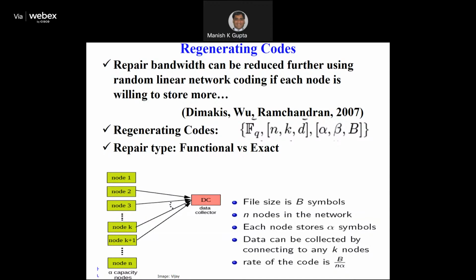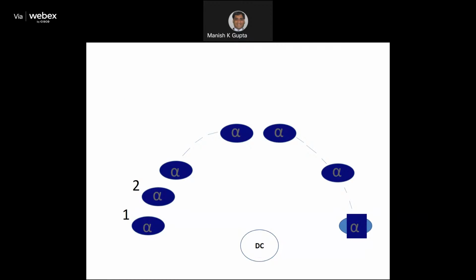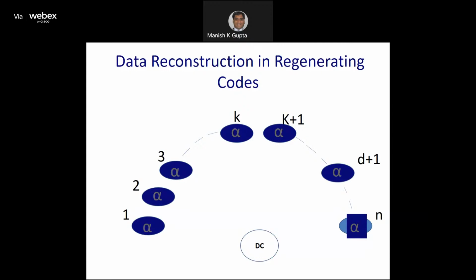So this is the repair type. If you have n nodes in the system, each node stores alpha symbols. So data can be collected by connecting to any k nodes, right? Now I can show you a small diagram. You see, this is a data collector. These are say n nodes. If you want data reconstruction in regenerating code, you contact any k nodes in the system and reconstruct the file. Any k nodes.